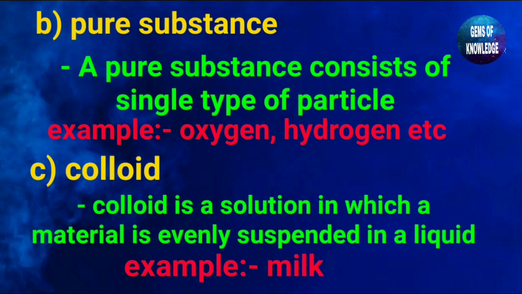Next comes colloid. So what is colloid? A colloid is a solution in which a material is evenly suspended in a liquid. So colloid is such a thing in which the material will be suspended in the liquid. It means there is non-uniform distribution in the liquid. For example, you can say milk. Milk is an example of a colloid.